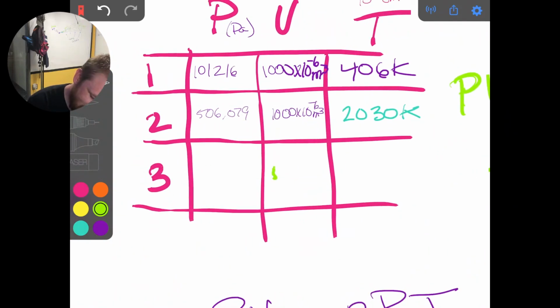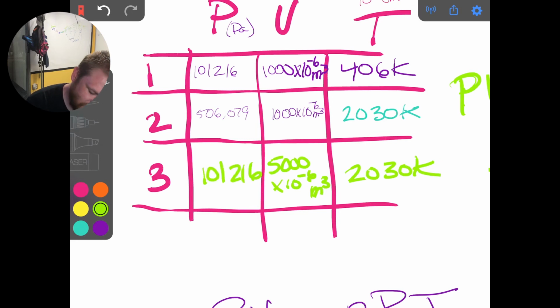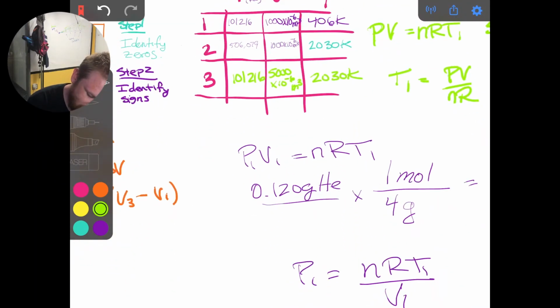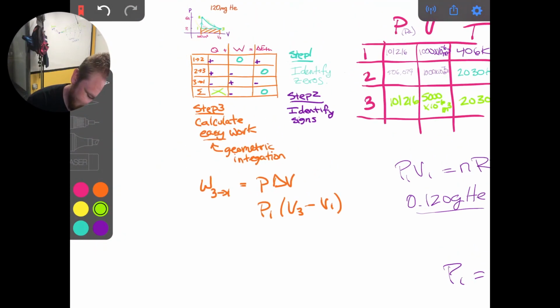Now we have 5,000 times 10 to the minus 6 cubic meters for state 3. And the temperature is the same because it's an isothermal relationship, and the pressure is the same as at point 1. Great. Well, now we should have all of the information that we need to complete the rest of the first law table, which was our goal here.